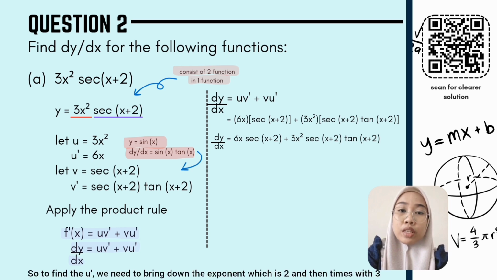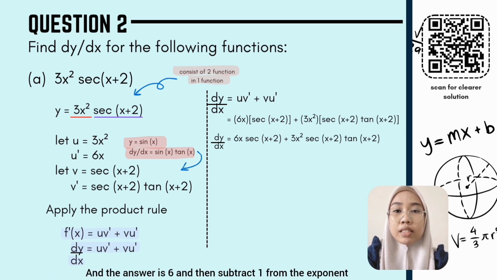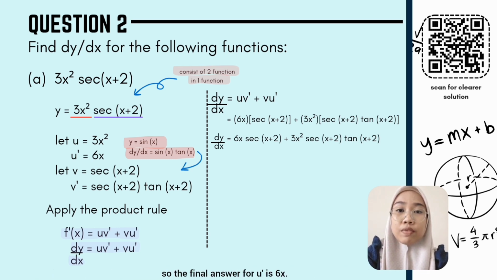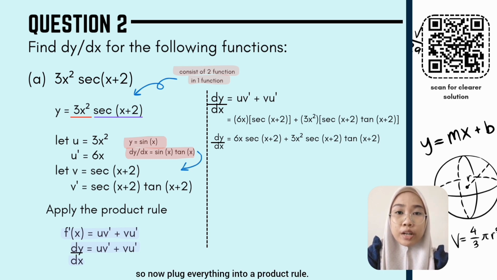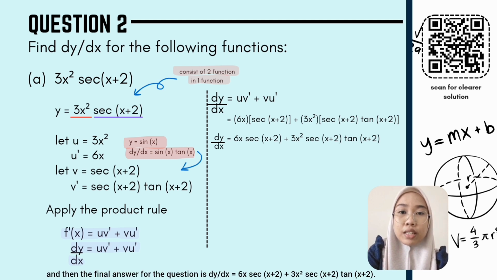So to find u prime, we need to bring down the exponent, which is 2, and then times with 3, and the answer is 6. And then subtract 1 from the exponent. So the final answer for u prime is 6x. Okay, since v equivalent to sec(s plus 2), v prime is equivalent to sec(s plus 2) tan(s plus 2). So now plug everything into the product rule. And then the final answer for the equation is dy over ds equivalent to 6x sec(s plus 2) plus 3x squared sec(s plus 2) tan(s plus 2).